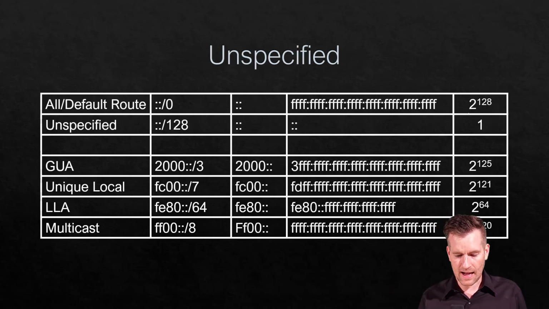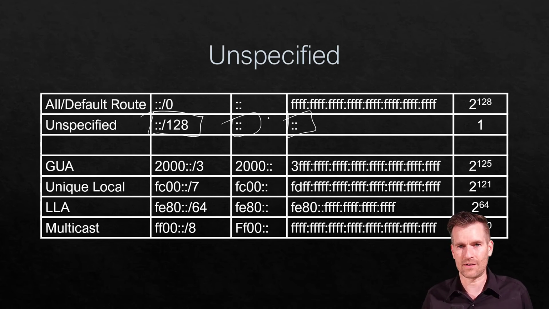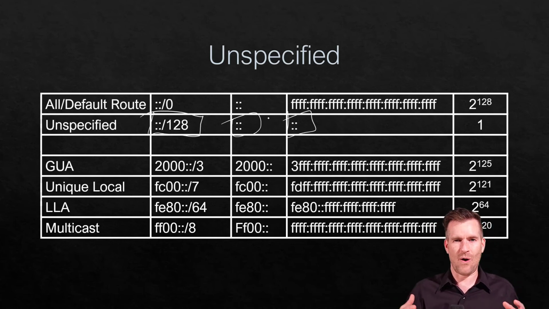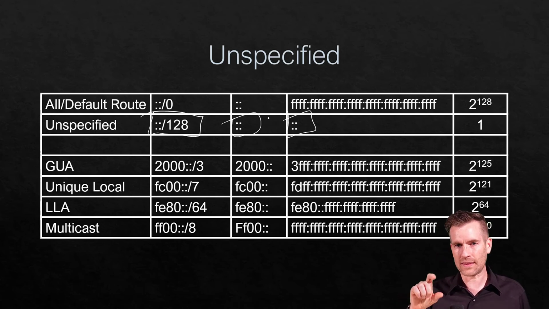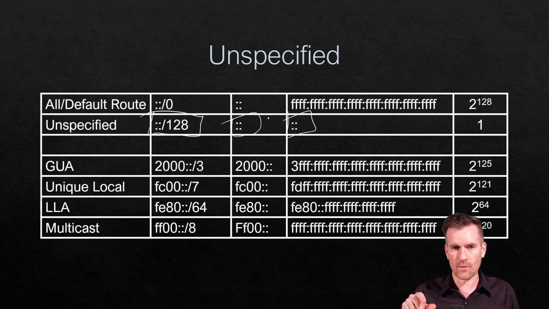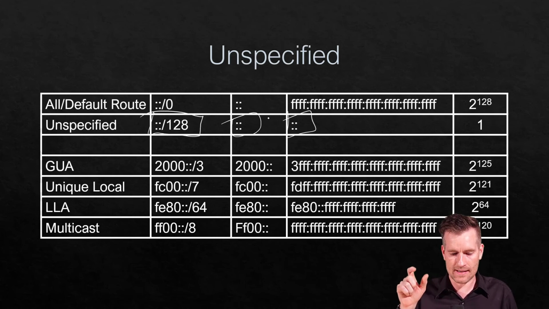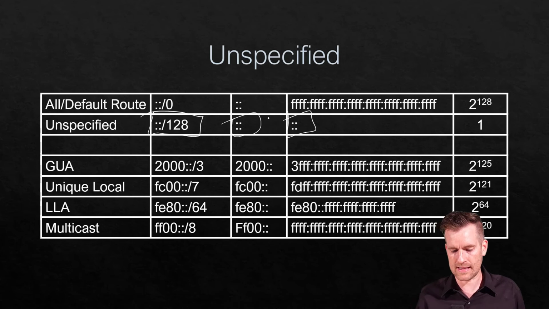Then we have the unspecified, which is ::/128. The unspecified is a range from :: to ::, and so there's only one address. It's all zeros. And what this is saying is, I don't know. This is essentially an I don't know. So sometimes we'll see it within some of the frames or packets that we send out, before it assigns certain addresses. So this is the I don't know, or the unspecified.